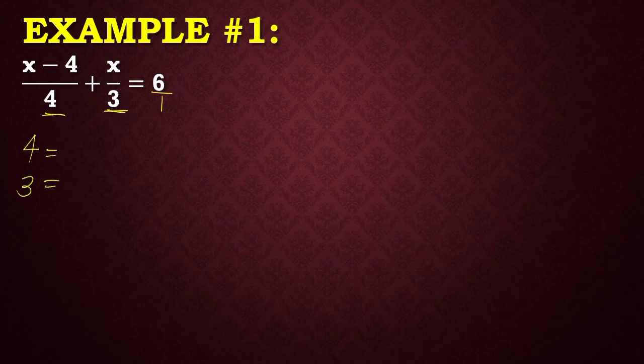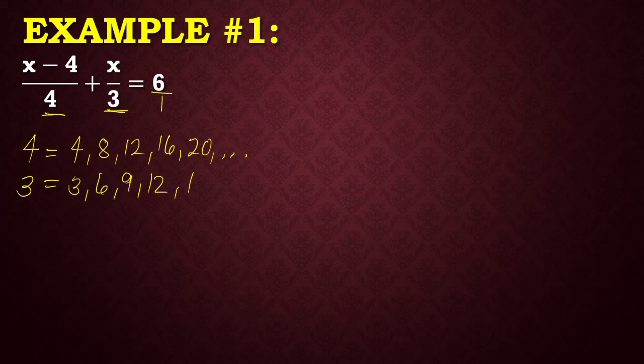Listahan na natin yung mga multiples ng 4 and 3. So, 4, 8, 12, 16, 20, and so on. Next, 3, 6, 9, 12, and 15. Yung first 5 multiples ng 4 and 3, makikita nyo dyan. And then, meron tayong makikitang least common multiple nila, which is the number 12. So, ang 12 ngayon ang magsisilbing LCD. Yung 12 na to, imumultiply natin siya sa bawat term ng equations, para matanggal yung mga denominators.